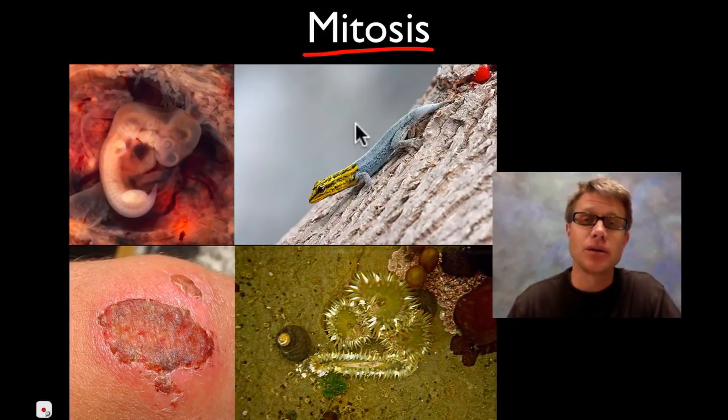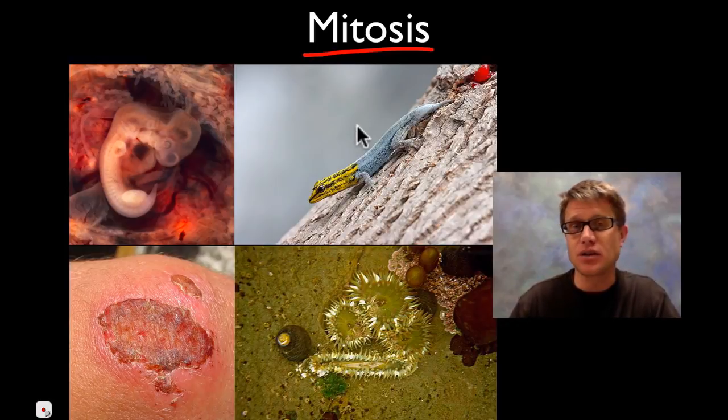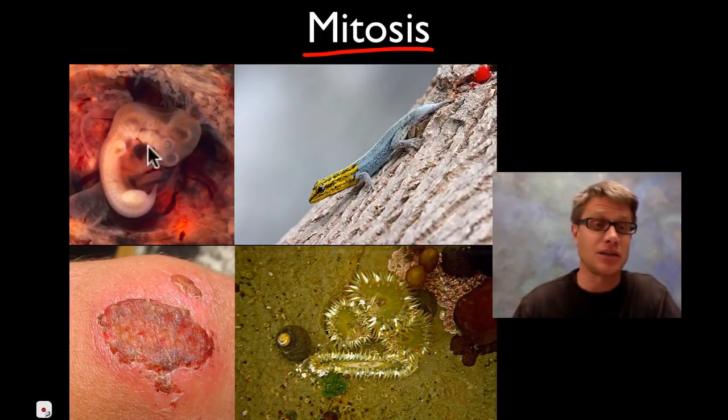Mitosis, in general, is used to mean exact copying of cells. Technically, it means division of the nucleus, but in biology, we tend to refer to mitosis as making exact copies and then meiosis as making sex cells.